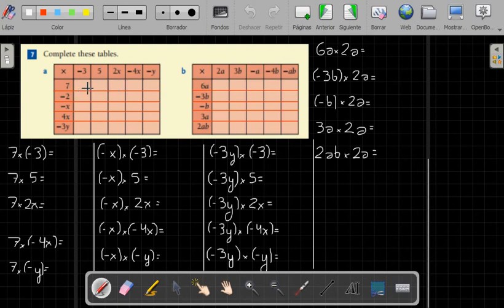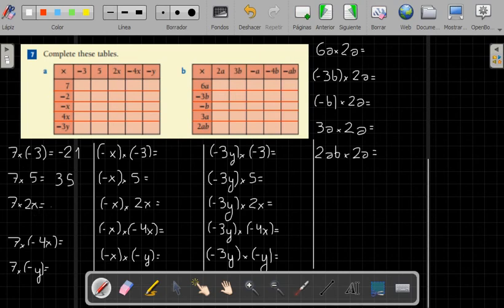We have to multiply 7 by minus 3, 7 by 5, 7 by 2x, 7 by minus 4x, 7 by minus y, and so on. Okay, so 7 times minus 3 is going to be negative 21. Why negative? Because positive multiplied by negative, it's negative. Okay, so 7 times 5 is 35.